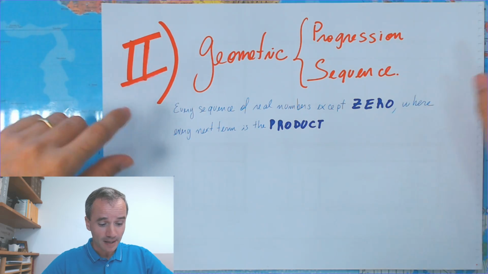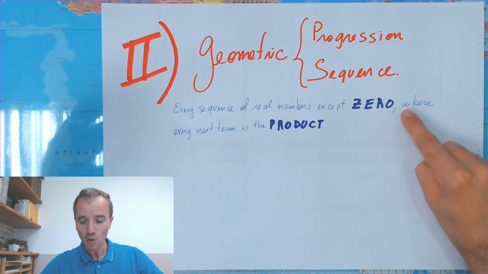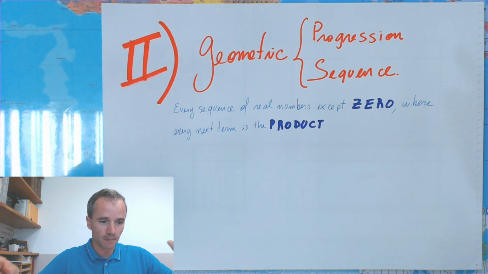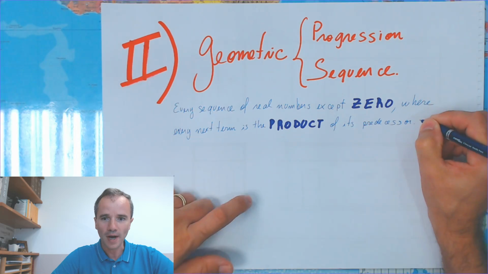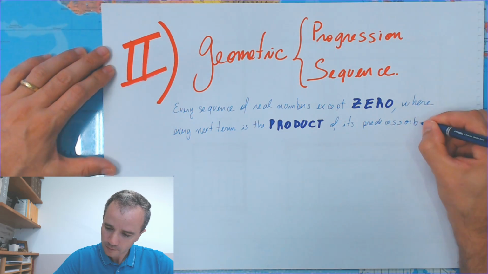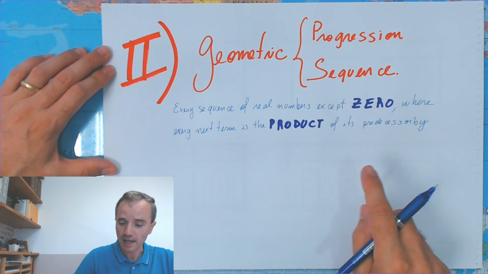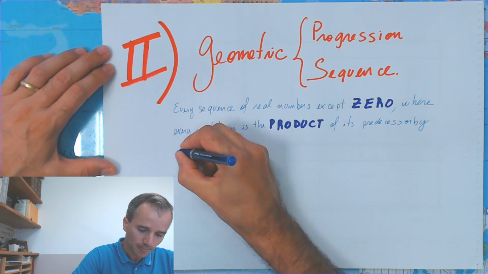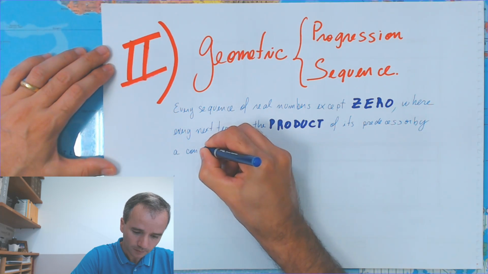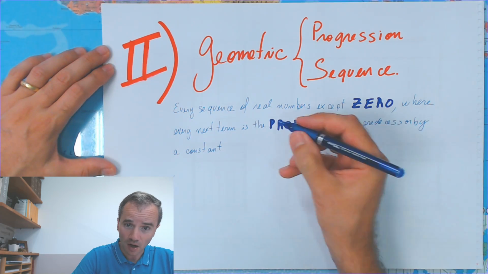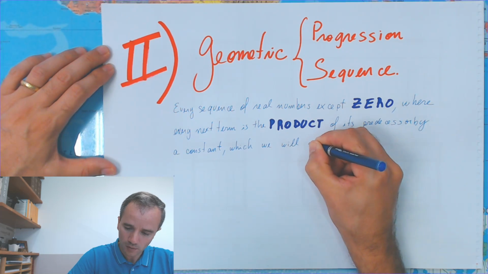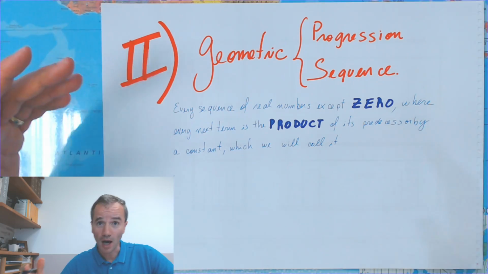So, let's get back. Every sequence of real numbers except 0, where every next term is going to be the product of its predecessor by a constant. And that constant we will call the common ratio.